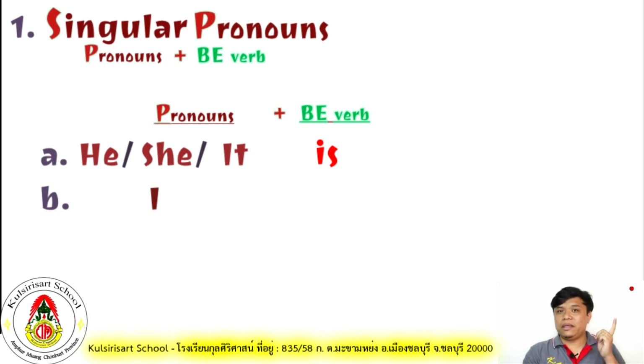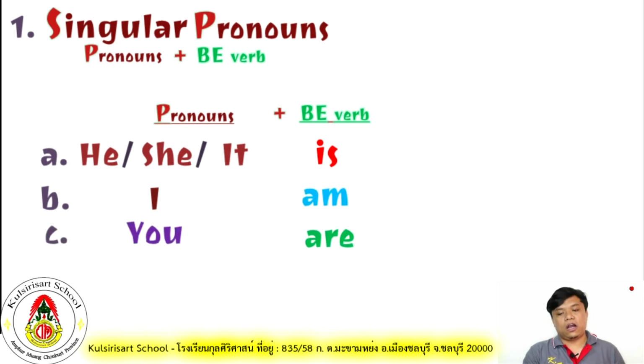And letter B, how about the pronoun I? Can anybody remember? I am. Yes, according to the song, use am. I am. And for letter C, you are. For singular, you. If I ask someone, you are. So remember, when you use the pronouns he, she, and it, you should follow with the verb to be is. When you talk about I, you should follow it with the verb to be am. And you, for instance, should follow with the verb to be are.